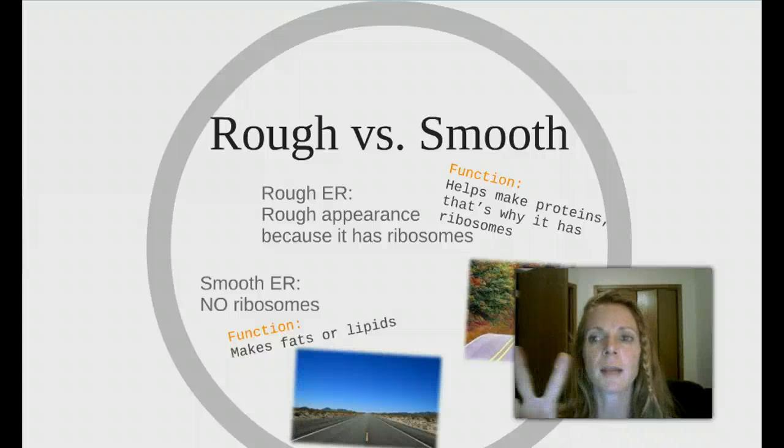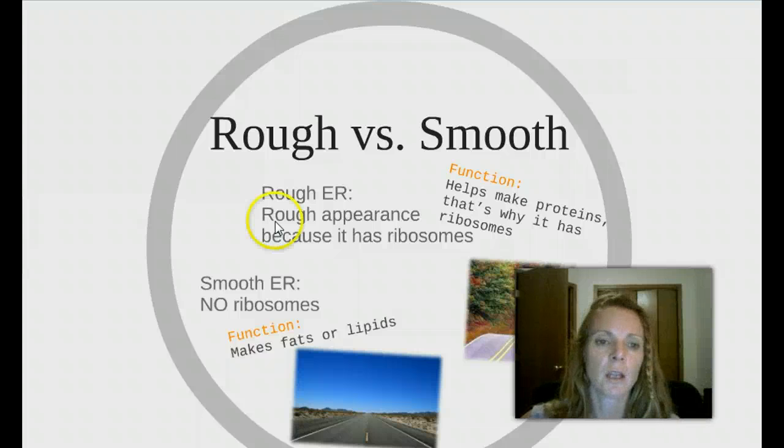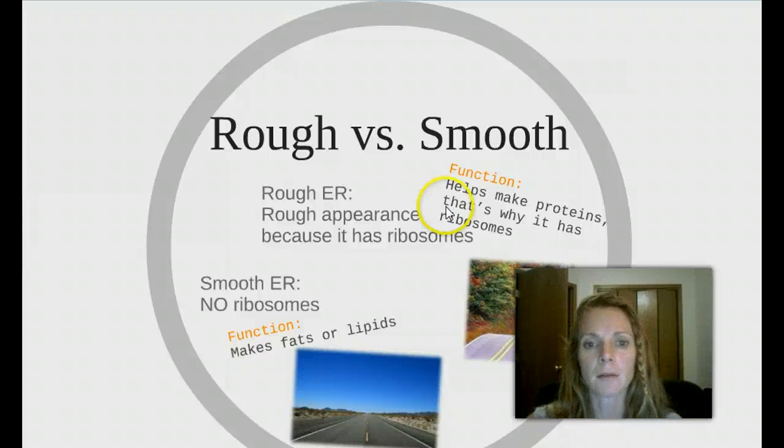All right, the rough versus the smooth. So we have two types of endoplasmic reticulum. We have rough, okay, rough appearance because it has ribosomes kind of studded on it, like the bedazzler. No, just kidding, if you guys even know what the bedazzler is. But the rough ER, basically, function helps make proteins because ribosomes are where proteins are made, okay? That's why it has ribosomes. So there's the rough, nice and bumpy, right?